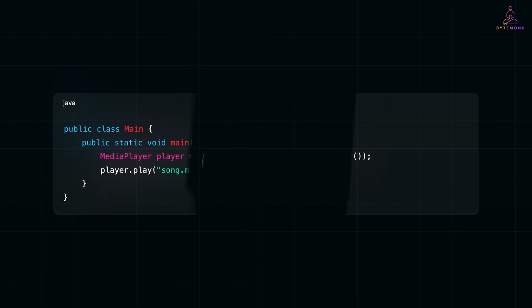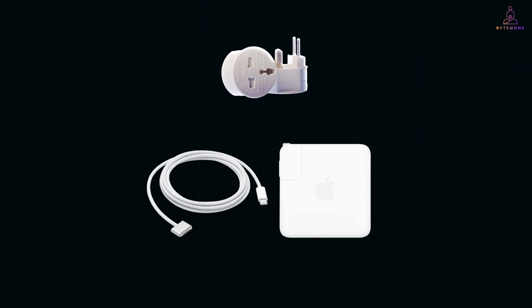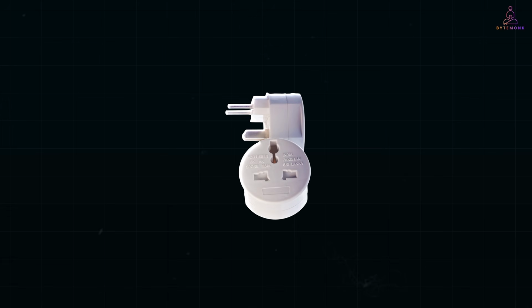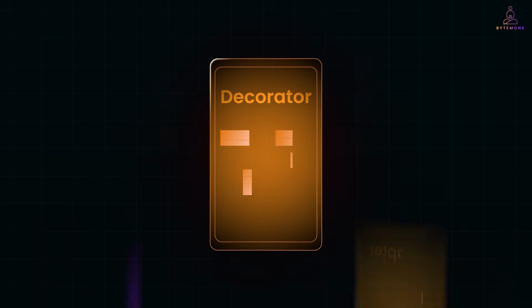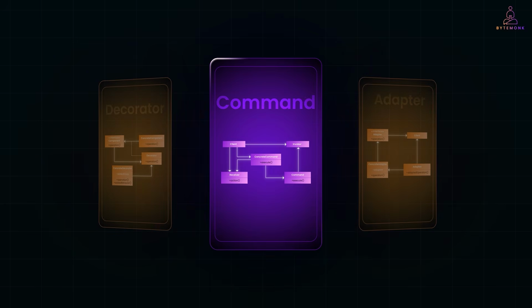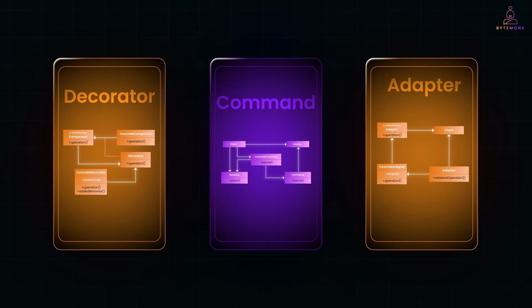Think of it like a travel adapter plug. Your laptop charger expects a USB-C outlet, but you are in a country with an older wall socket. So instead of buying a new laptop or rewiring the hotel, you just plug in an adapter. It converts the interface and everything works. So you just learned how to extend behavior with Decorator, decouple actions using Command, and bridge old and new code with Adapter. These patterns show up everywhere, from real-world systems to coding interviews.